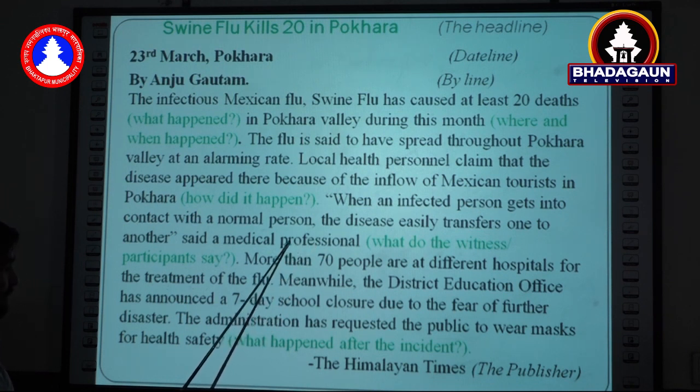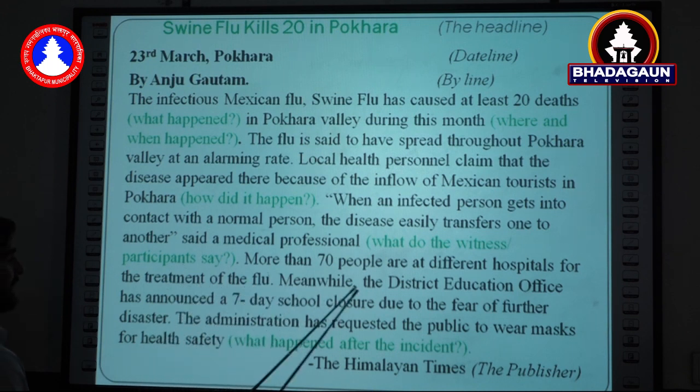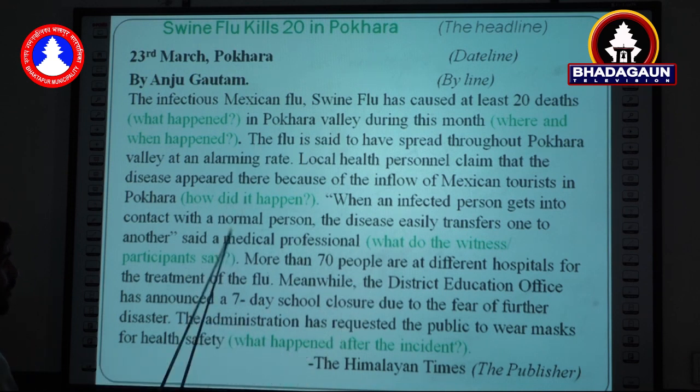This is the quote. We have to make this news story valid and reliable, quoting different scholars, participants or witness statements. More than 70 people are at different hospitals for the treatment of the flu. Meanwhile, the district education office has announced a 7-day school closure due to the fear of further disaster. The administration has requested the public to wear masks for health safety. What happened after the incident? So, I have tried to answer all of the questions that are necessary to make the perfect body. Lastly, you can mention the name of the newspaper in which it was published, the publisher, at the end.